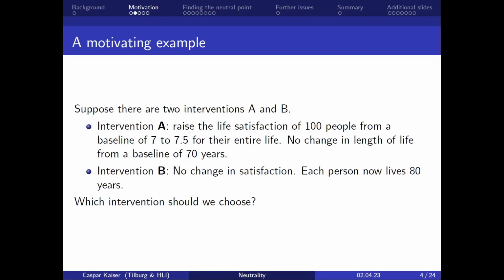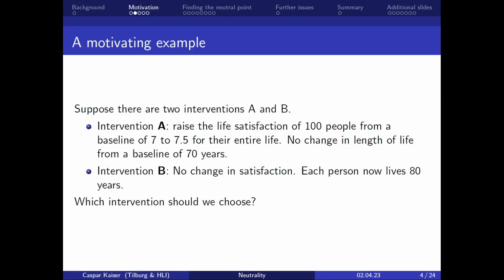So let me just give a motivating example. Suppose we're a policymaker and we have these two interventions A and B. Intervention A will raise the life satisfaction of, let's say, 100 people from a baseline level of 7 out of 10 to 7.5 for their entire life. But there won't be a change in the length of life. The baseline, let's say, is 70 years of life. Okay, so that's intervention A. Intervention B, in contrast, doesn't do anything to your quality of life. All that it will do is extend the length of life for each of these 100 people by 10 years. So the question now is, which of these two interventions should we choose?